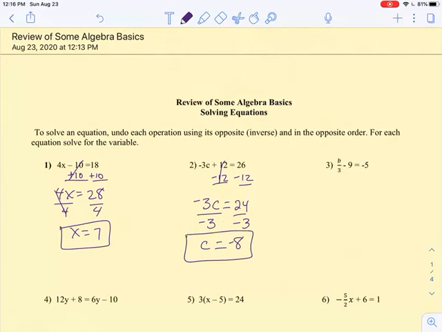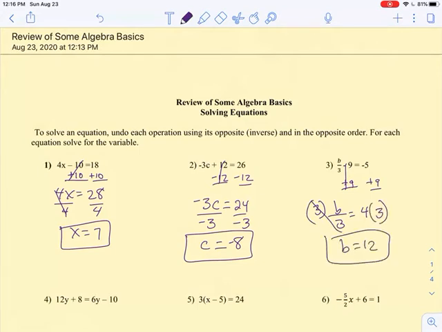That's my little puppy. Number 3 has a fraction, which can get a little bit trickier for people. So again, I want to get b by itself. So I'm going to add 9 to both sides. And I have b divided by 3 equals 4. And then to get b by itself, this is division, and the opposite of division is to multiply. So I multiply both sides by 3, and I get b equals 12.